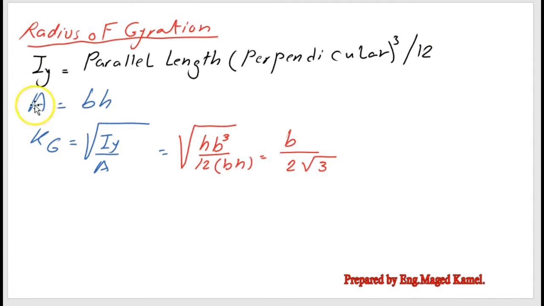We move to the radius of gyration. The radius of gyration in the y-axis, ky, equal to the square root of Iy over the area. Under the square root, the I is hb cubed over 12, and the area being bh will become in the denominator. So this h will go with h and one b goes with one b. We are left with b squared over 12 under the square root. Then we have b over 2 multiplied by square root of 3.